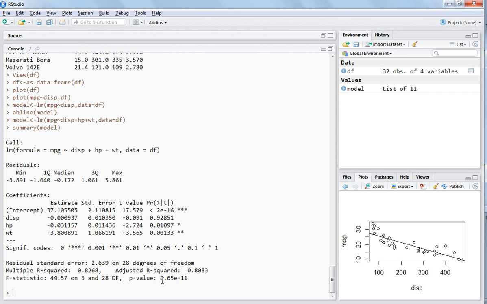The p-value of this whole model is 8.65 e-minus something. So this p-value is also very small. That means the model is significant. We can say from the F statistic that the model is significant. Also from the multiple R squared, we can say that 80.68% of variance has been explained. And from these stars, we can say that these variables are important. We can remove the disp variable from the model by fitting the same model again with lm of mpg, removing disp and just writing hp and wt.